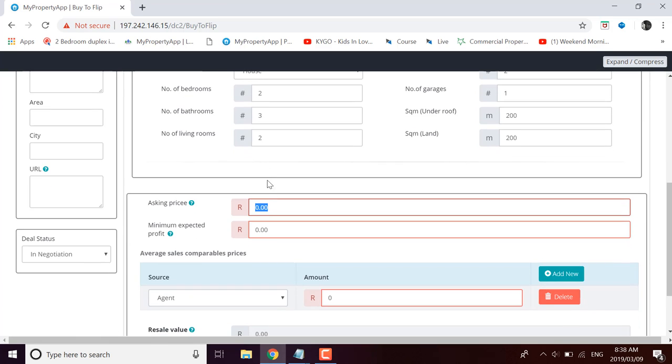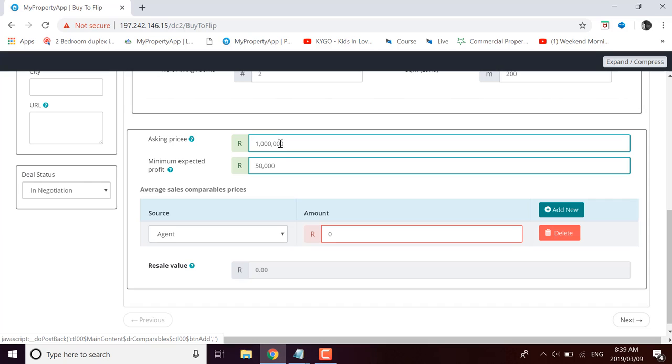Okay, here, asking price. Now the asking price is the price that the person is asking for. Right, so if we just hover over here, it'll say the price the seller has listed the property at. Let's say the seller has listed it at R1,000,000, and we want to make a profit on this deal of 50,000 Rand. What the app's going to do for us is it's going to take the resale value and all the information that we're giving it plus the profit, and it's going to tell us what do we need to offer on this deal in order to make a profit of 50,000 Rand.